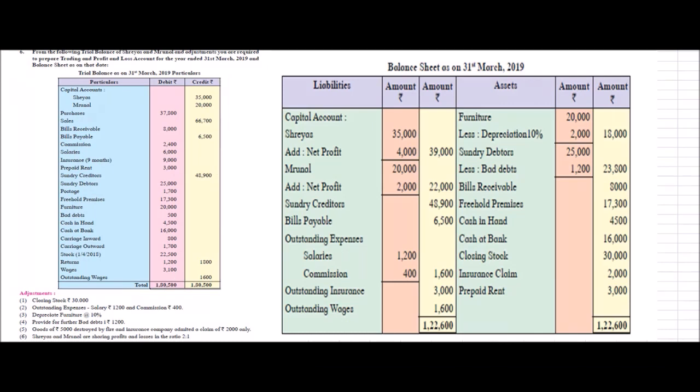So now we are calculating a balance sheet as on 31st March 2019. Liability side, inner column and outer column; assets side, inner column and outer column. We'll see the first entry, the capital account.